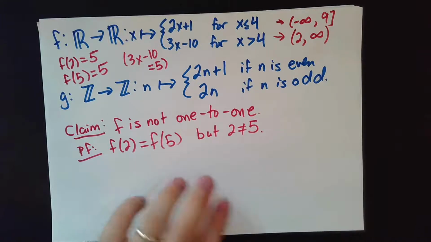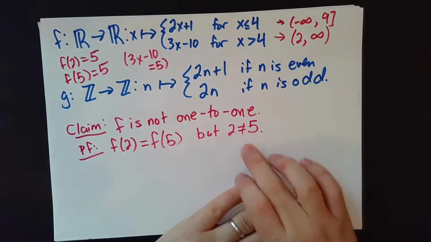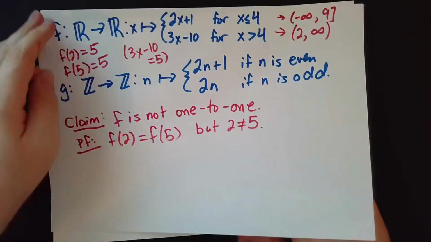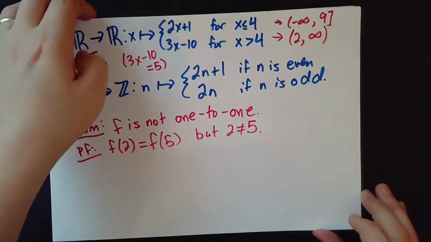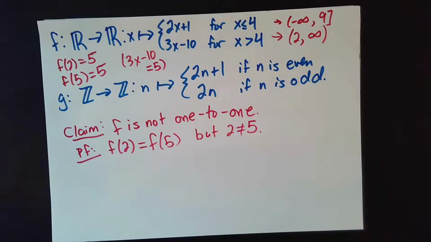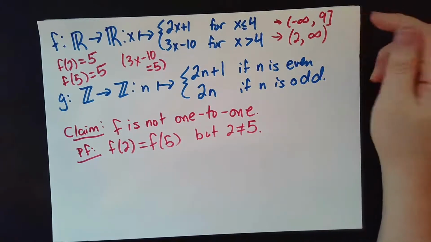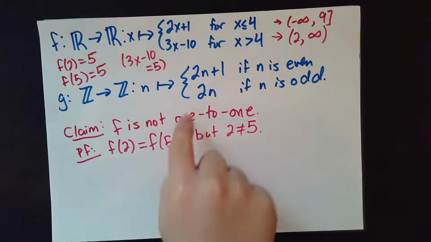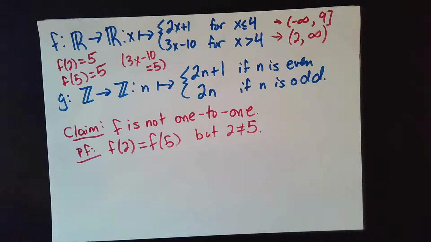Okay. Now, you're unlikely to just find this pair by plugging in things at random. But once you figure out what's going on, even in a rough, intuitive sense, then you know where to look, and then you can write down this very concise proof that this thing is not one-to-one.